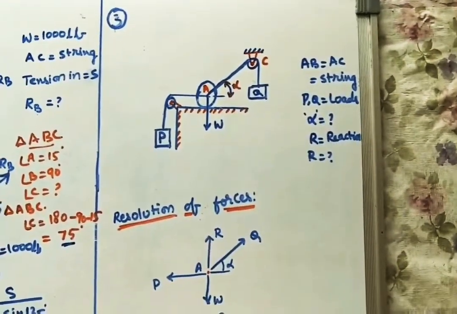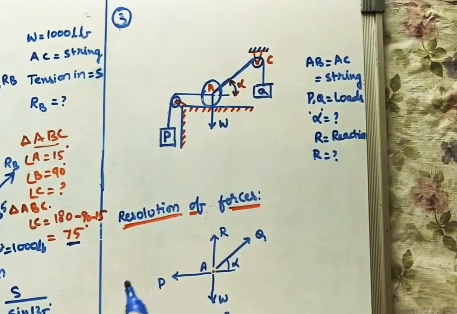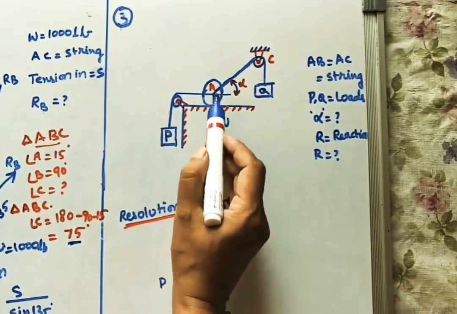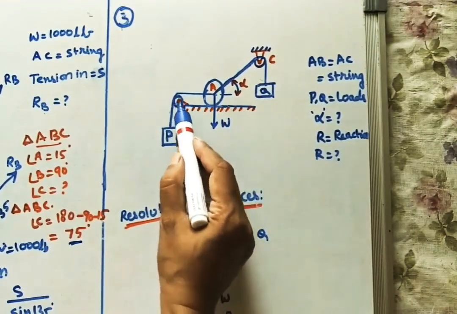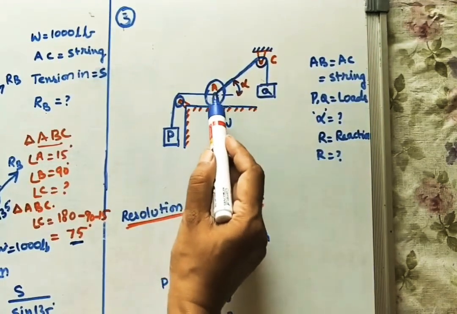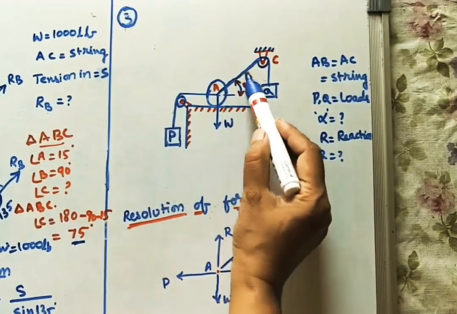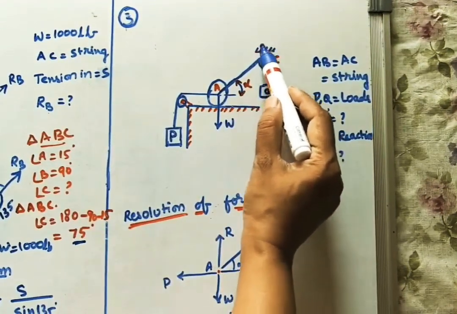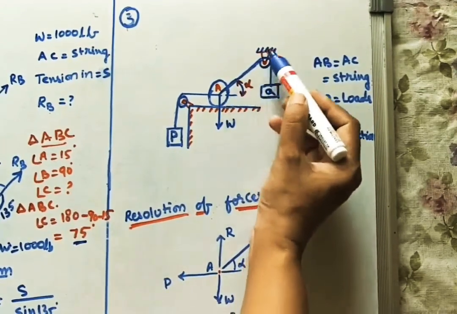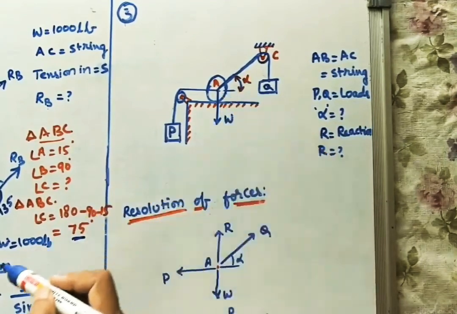So one roller is resting on the horizontal surface, and here the weight of this roller is W, and it is connected with one pulley. This is one pulley, this is the other pulley with the string. This side we are keeping one load P, and here with the vertical side pulley we are connecting another load Q. Now this string AC is making alpha angle with the horizontal.